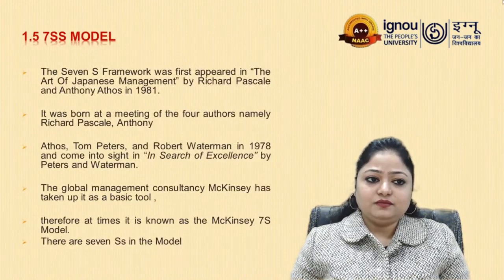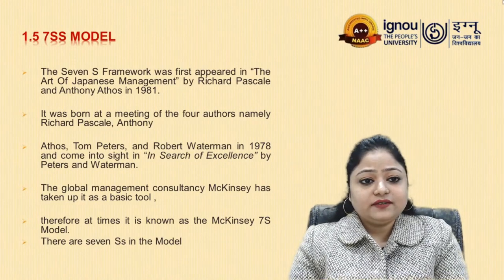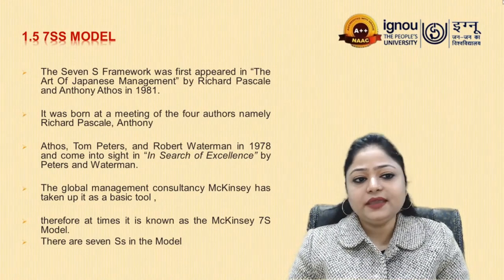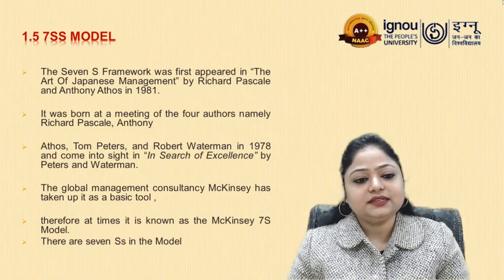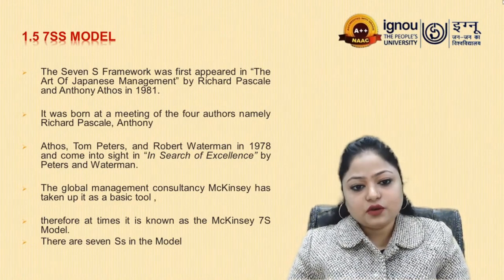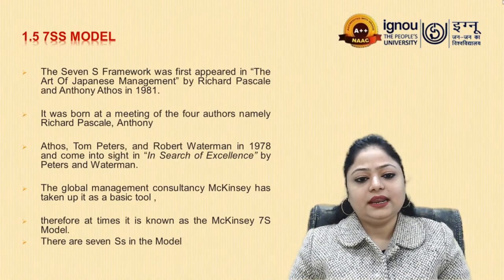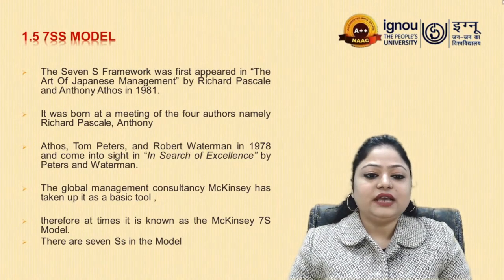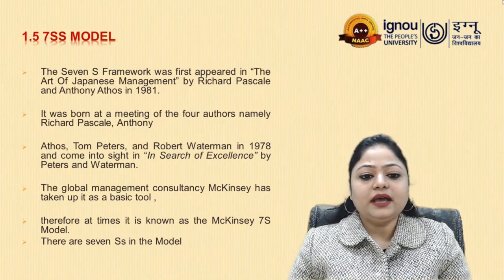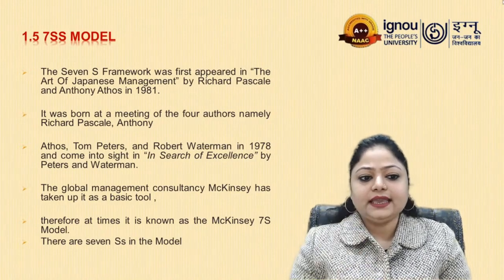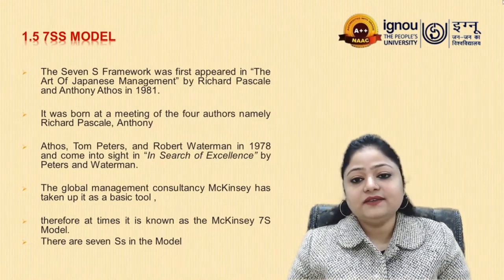Then comes the last section of this entire unit, which is the 7 S's model. Now, the 7 S's framework first appeared in The Art of Japanese Management by Richard Pascale and Anthony Athos in 1981. It was born at a meeting of four authors, namely Richard Pascale, Anthony Athos, Tom Peters, and Robert Waterman in 1978, and came into sight in In Search of Excellence by Peters and Waterman. The global management consultancy McKinsey has taken it up as a basic tool. Therefore, at times it is known as McKinsey's 7S model as well.